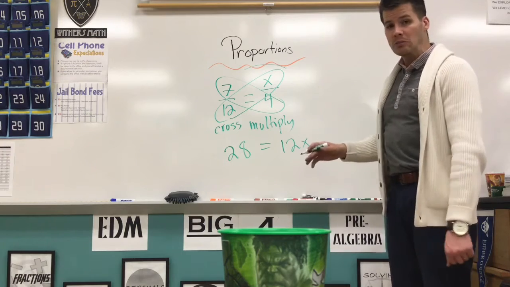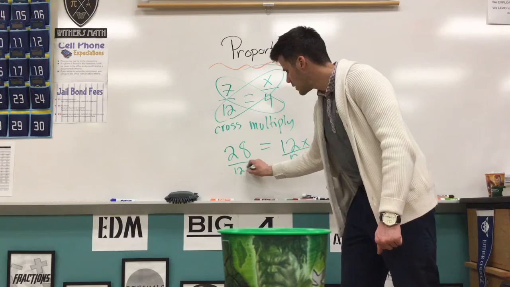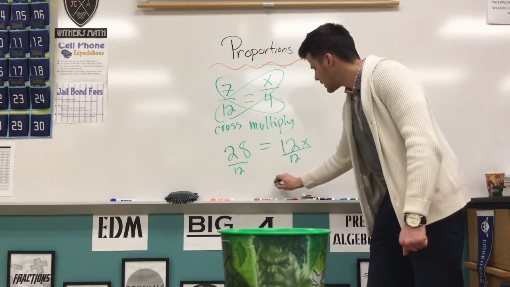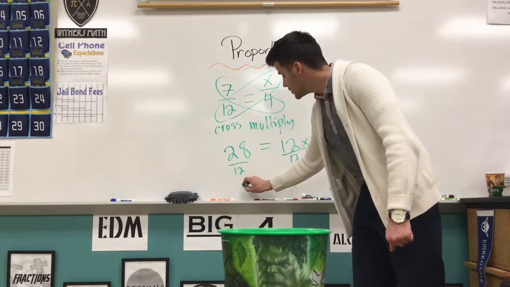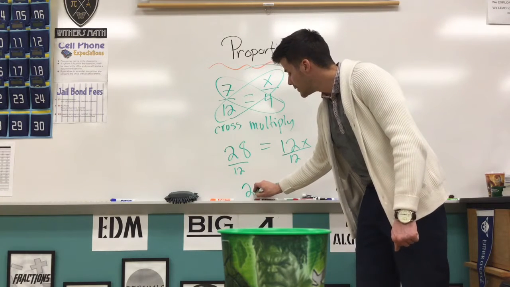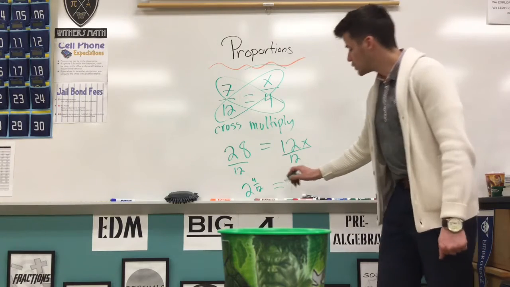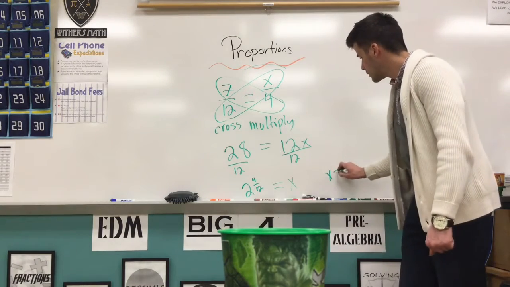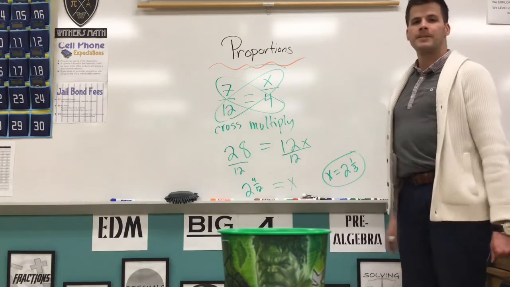To solve this equation, we divide by 12 on both sides. And we end up with x equals 28 divided by 12 is 2 and 4/12, which reduces to 2 1/3. It's that easy.